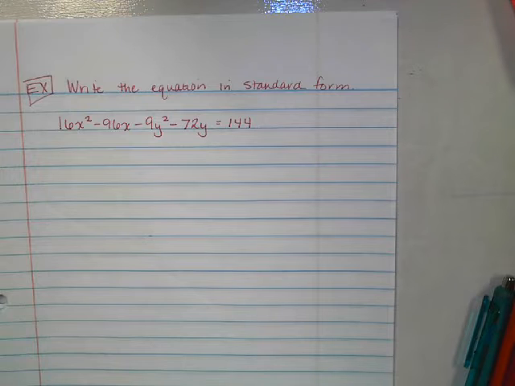Okay, so we have to put this in standard form, which means we need it equal to 1. So yes, I do need to divide by 144. But before I do that, I have to notice that my x squared and my y squared have buddies. My x squared has an x buddy, my y squared has a y buddy, which means I need to put this in parentheses, which means I need to do what? Complete the square.